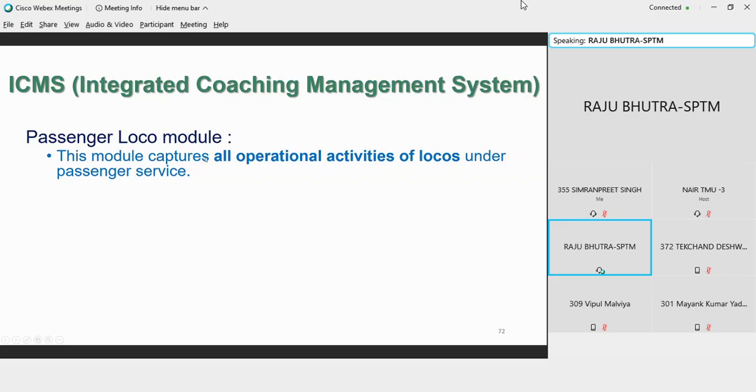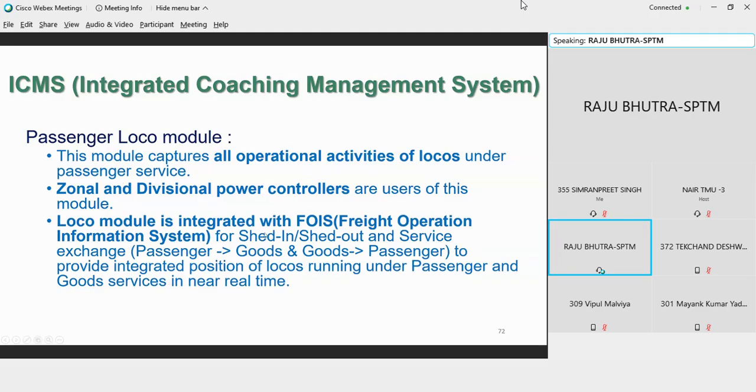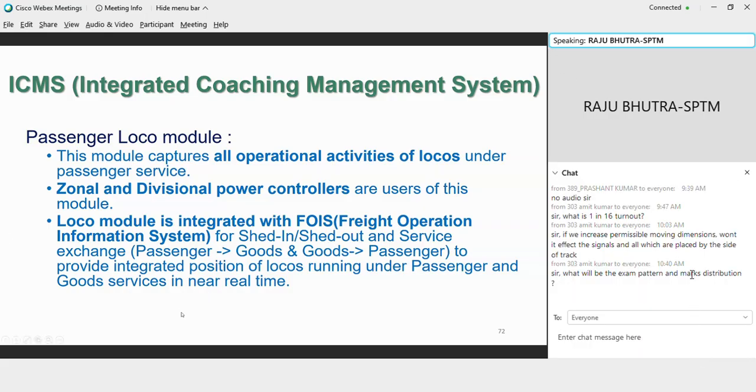The passenger loco module captures all operational activities of locos under passenger service. Then zonal and divisional power controllers use this passenger loco module. And the loco module is integrated with FOIS also. That is the Freight Operation Information System for shed in, shed out, and service exchange. So, a lot of locomotives have their service changed from passenger to goods or from goods to passenger. So, that can be done because the system is integrated with FOIS.